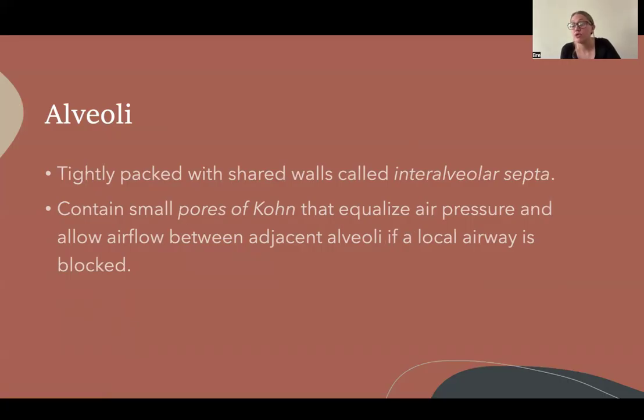This really becomes important when you get to the pneumonia lectures because you have interstitial pneumonia, which can inflame those interstitial walls. They also contain small pores of Kohn that equalize air pressure and allow airflow between adjacent alveoli if a local airway is blocked. What does that mean? Well, you have all these alveoli, right? And say one gets blocked and collapses. You don't want all these others to start collapsing all over the place, right? You want to keep them open. So they have these pores.